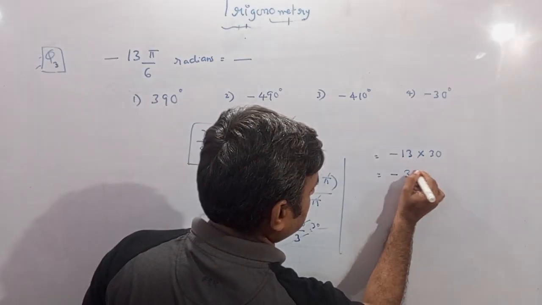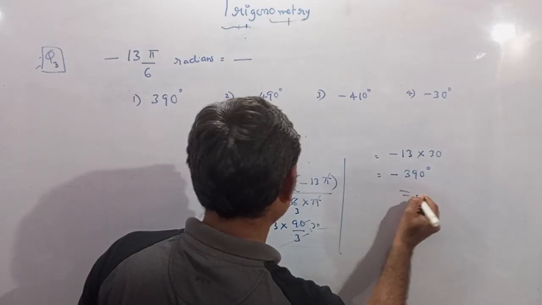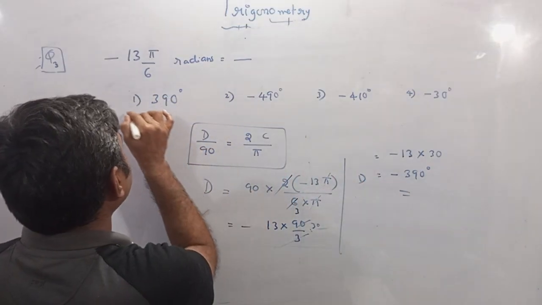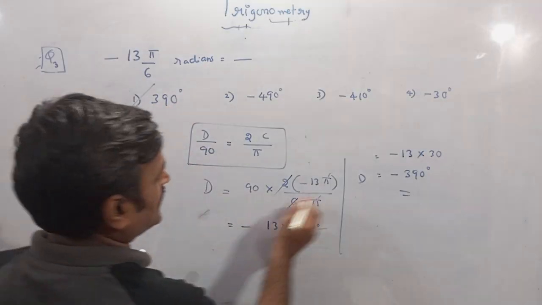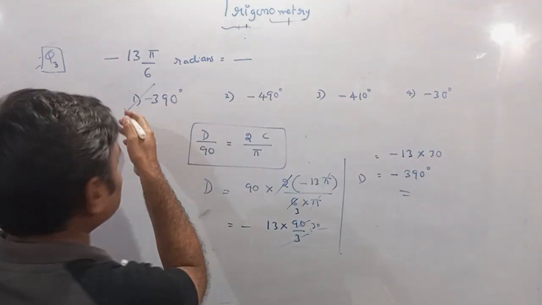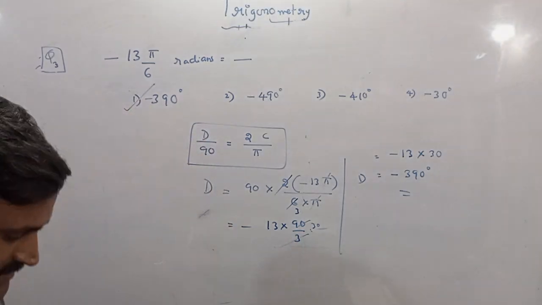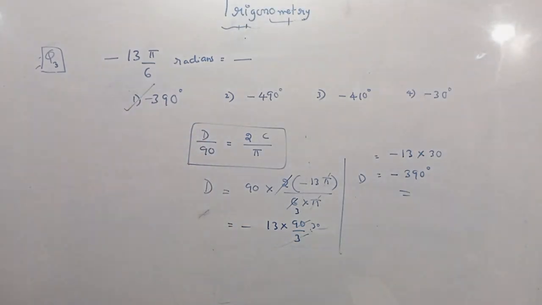So it is 390 degrees. So the degree answer is 390. This is the right answer. That too, minus 390 is given in the option. So minus 390 is the right answer. Okay, let us see the next one.